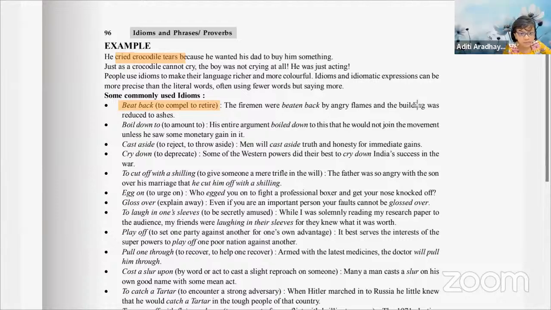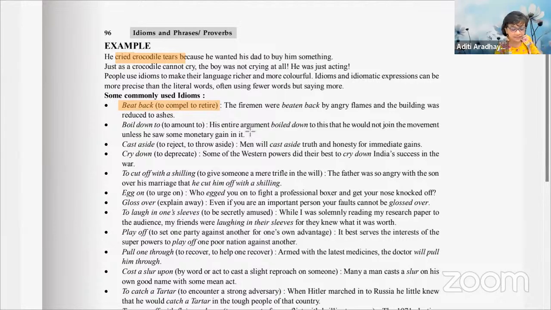Beat back, to compel to retire. The firemen were beaten back by angry flames, and the building was reduced to ashes. Reduced to ashes. What is the meaning of this sentence? The meaning of this sentence is that the fireman was pushed back by the flames.